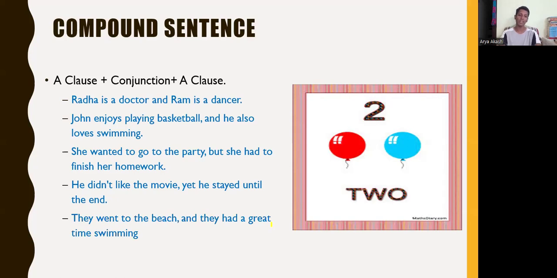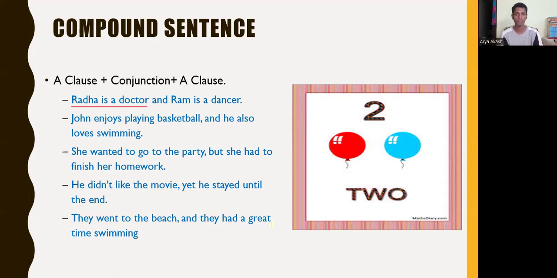They went to the beach and they had a great time swimming. Okay, so what happened? They went to the beach. What else happened? They had a great time swimming. So this is how we communicate two things in one sentence. This is how you are supposed to communicate in your email or in your business writing when you want to communicate two things in one sentence. And a sentence always ends with a full stop.